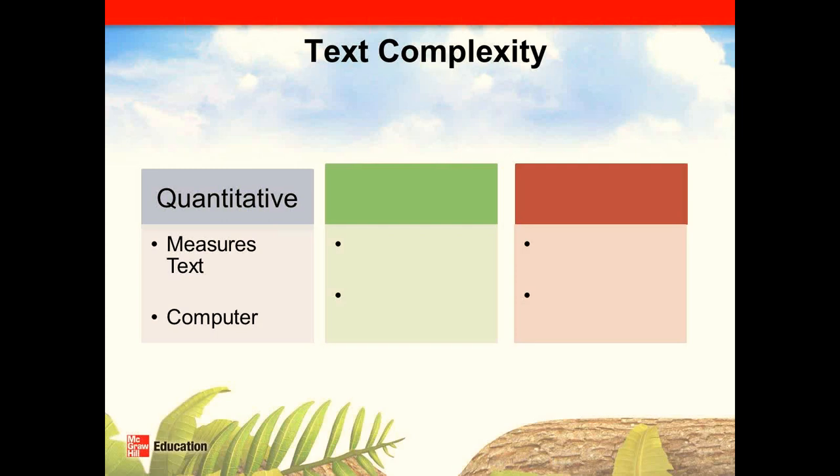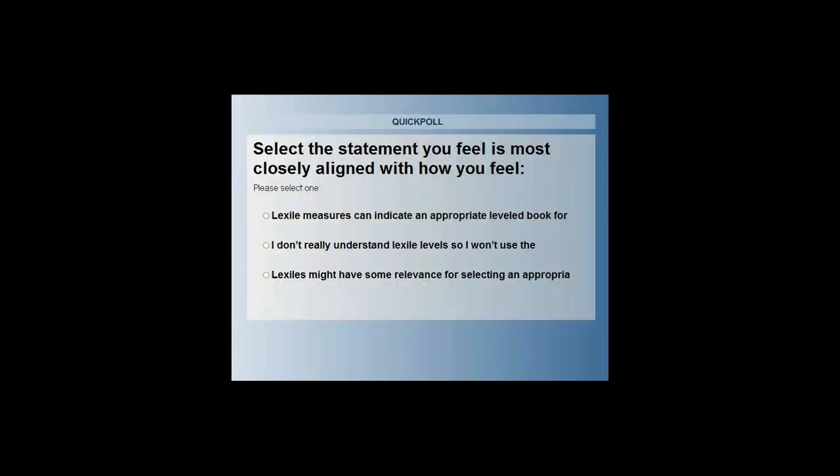Therefore, you might get a grade level designation for a book such as a grade 3 level, but a Lexile such as 450. We're going to go to our second poll and choose the statement that most closely reflects your use of Lexile levels. Would it be that Lexile measures indicate an appropriate leveled book? Would it be I don't understand Lexile levels, so I won't use them? Or number 3, Lexiles have some influence on my book selection process.